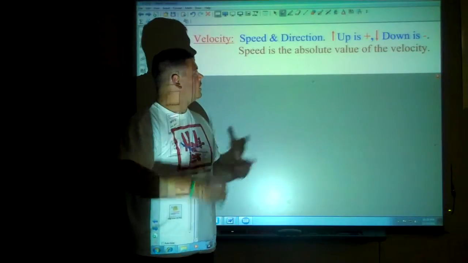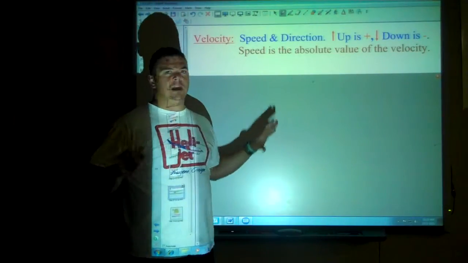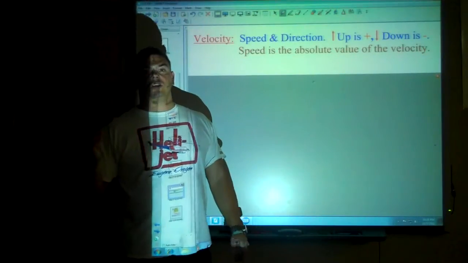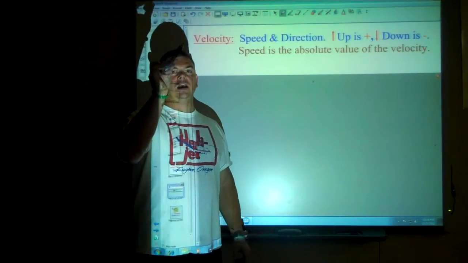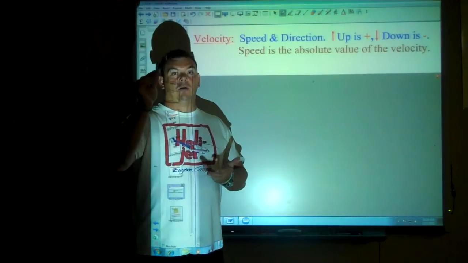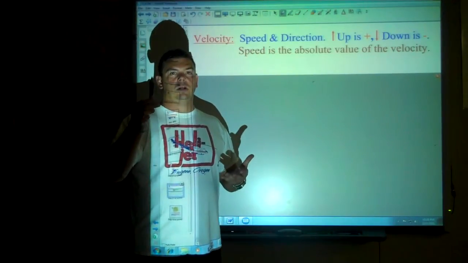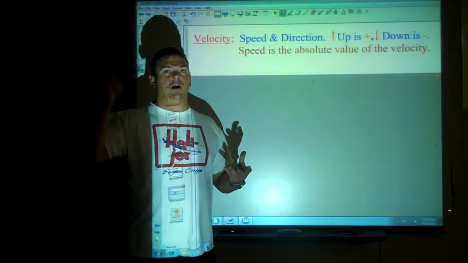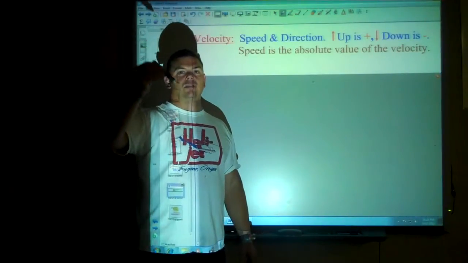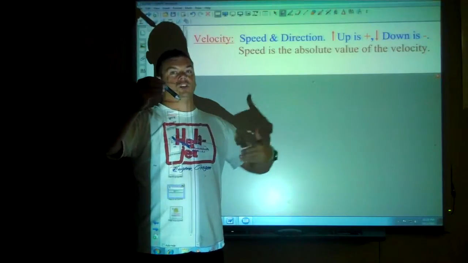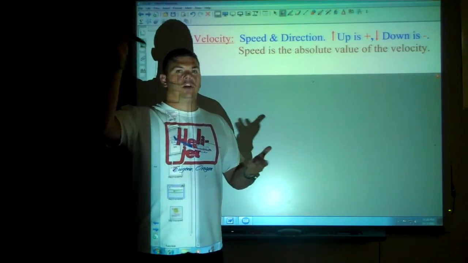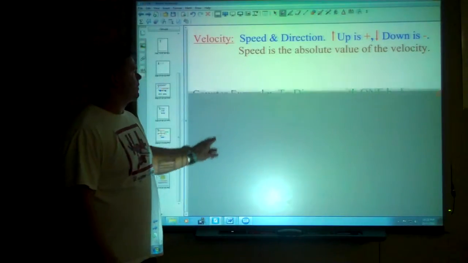If they said that the velocity of the rocket was negative 600 miles per hour, then we know the rocket was going down. Speed, just plain old speed, not velocity, is the absolute value of the velocity. So if I said it was going 600 miles per hour for velocity, the absolute value of 600 miles per hour is still 600 miles per hour. So it doesn't matter whether it's going up or down, the rocket's traveling at 600 miles per hour. If it was going down at a velocity of negative 600 miles per hour, and I said, what's the speed? The absolute value of negative 600 is also 600, so it would be traveling at 600 miles per hour.